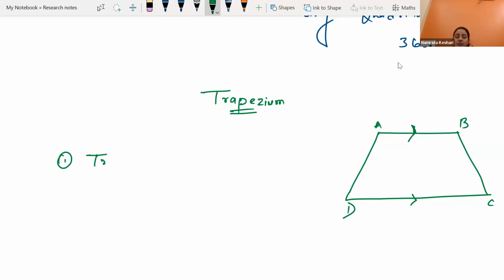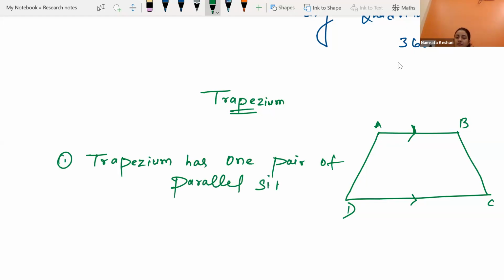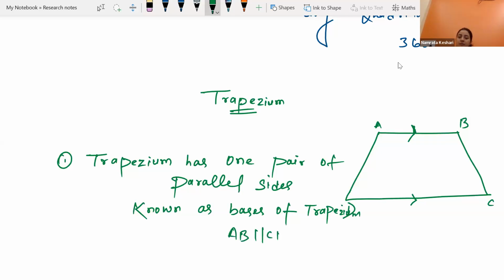So trapezium has one pair of parallel sides, known as bases of trapezium. AB is parallel to CD.